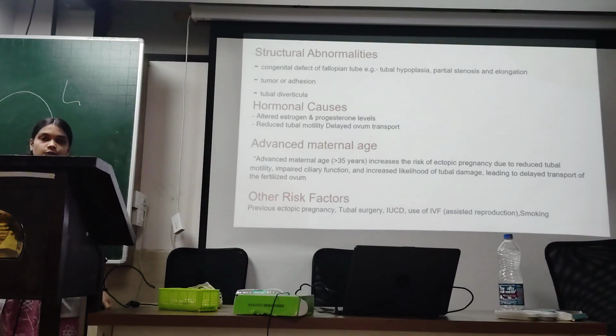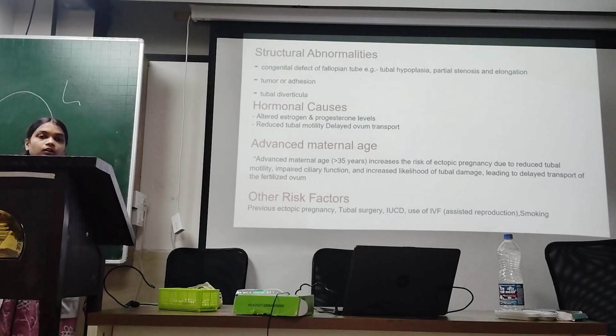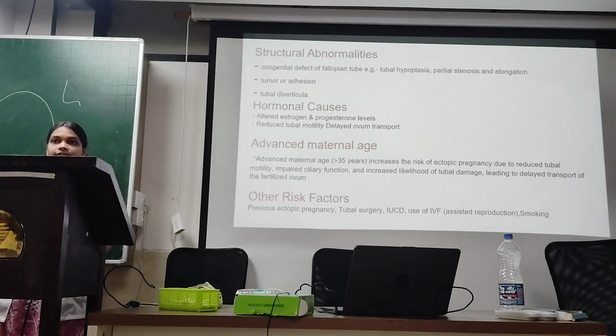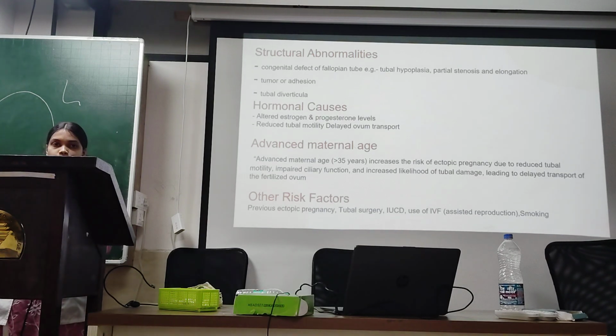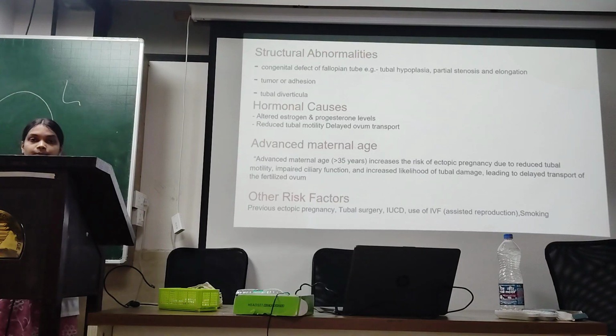Structural abnormalities also play an important role in causing ectopic pregnancy. They include congenital defects like tubal hypoplasia, which means an underdeveloped fallopian tube, partial stenosis, meaning partial narrowing of the fallopian tube, and elongation of the fallopian tube. Other abnormalities include tubal adhesion and tubal diverticula.